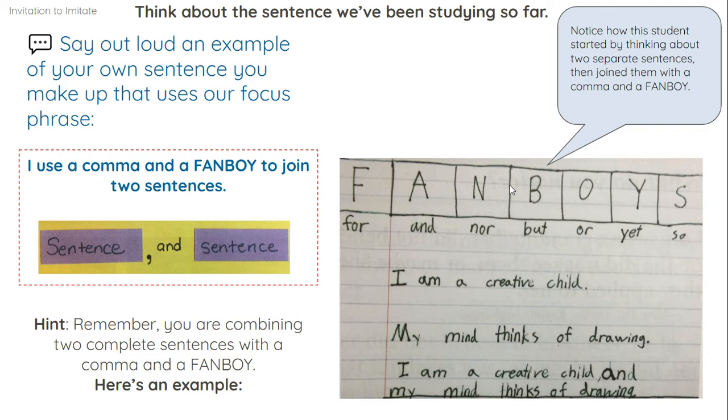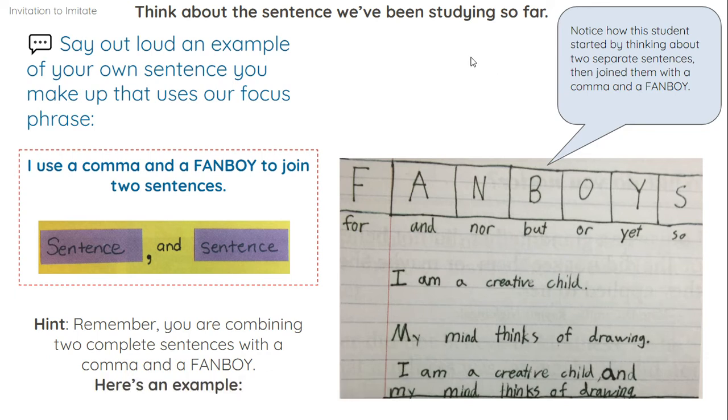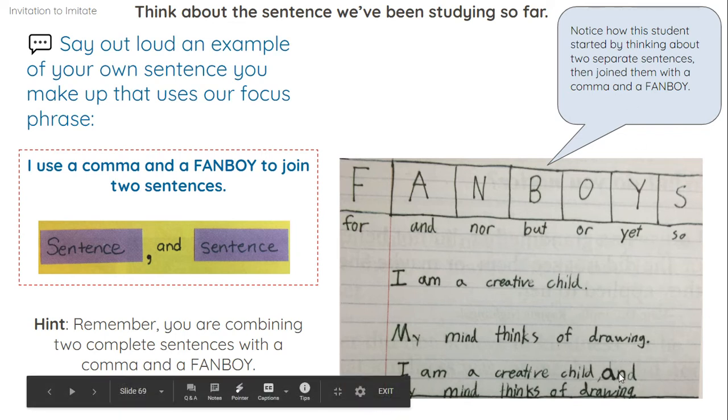Over here is a student's example. So he wrote out the fanboys. These are his choices. And he started with two complete sentences. So that's usually how you start. You find two complete sentences. So, I am a creative child. My mind thinks of drawing. And then what he did was he decided which fanboy he is going to use to combine those two sentences. So if we look down here, he chose the fanboy "and," and so he said, I am a creative child, comma, and my mind thinks of drawing.